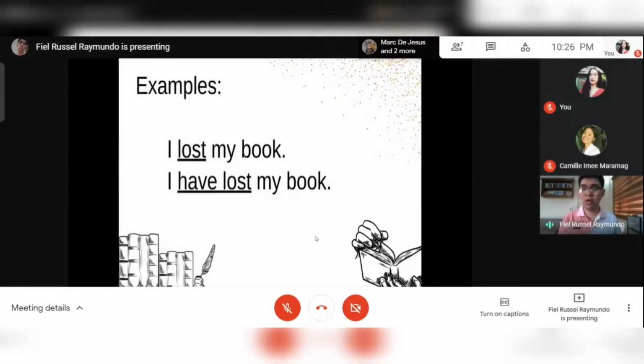"I lost my book." It's like there's this sudden pause or stop. But in "I have lost my book," it's like you can guess what happened next or what's the result of losing the book. "I have lost my book and now I won't be able to lend it to you." "I have lost my book and that's why I wasn't able to study for exams today."